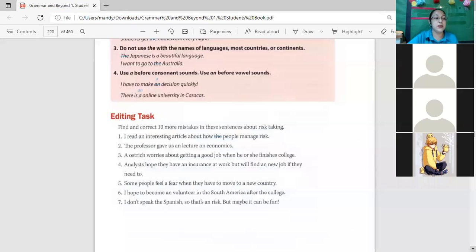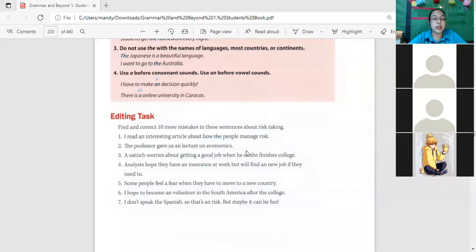Okay, what is the mistake in that sentence? Let's analyze. Okay, you need to check your sound, yeah? Okay, that's good. So let's see, number two, the professor gave us, okay, so you say professor. But in that case, professor is, let me see, countable or uncountable? Okay, it's similar to when you say the teacher, yeah? Teacher, the teacher, okay. So we cross out the article. Gave us a lecture on economics.